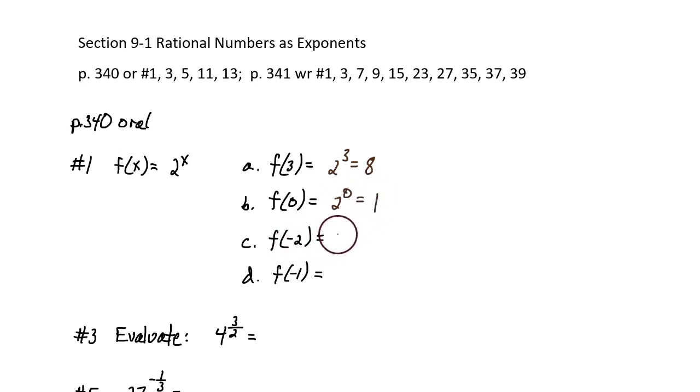Now input negative 2 where the x is. A negative exponent is a reciprocal, so this is 1 over 2 to the 2, and this makes 1/4. And now input negative 1 where the x is. 2 to the negative 1. Again, a negative exponent is a reciprocal, so this makes 1 over 2.